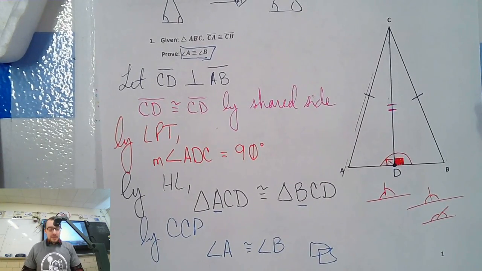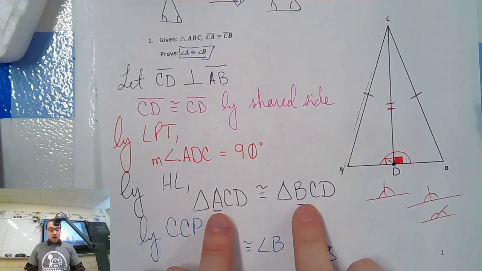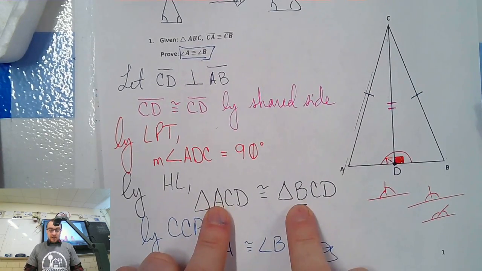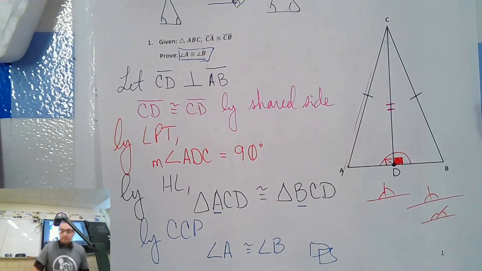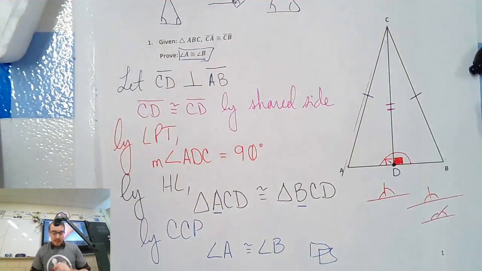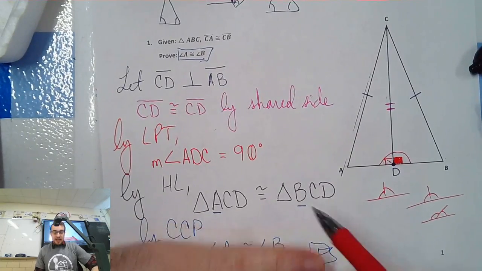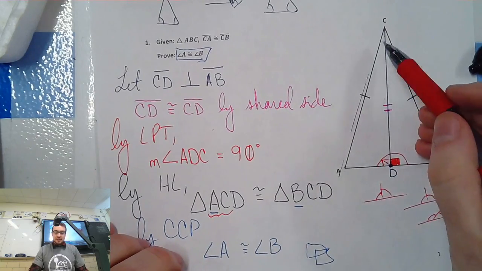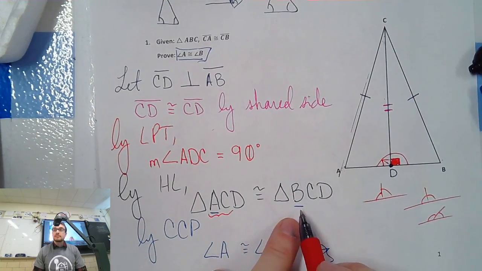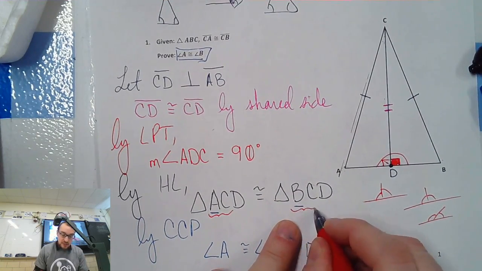That's it. So we proved the triangles are the same, and then we know which parts match up, right? A and B go together, C goes with C, D goes with D. Question: if we know the triangles are congruent, by CPCTC, we know that the segment AC must be congruent to what? BC. See how they're in the same spot?